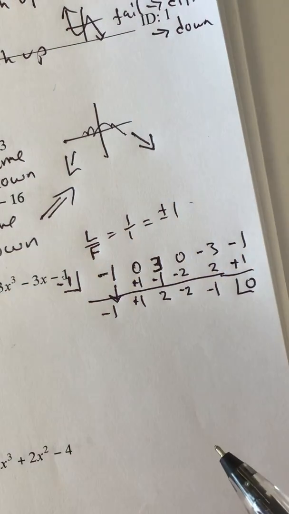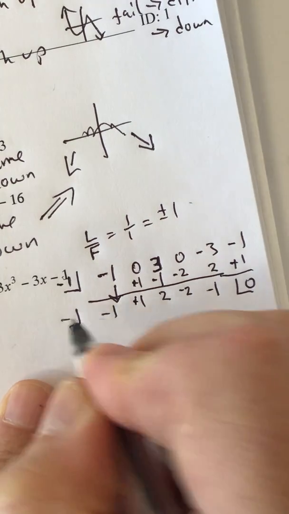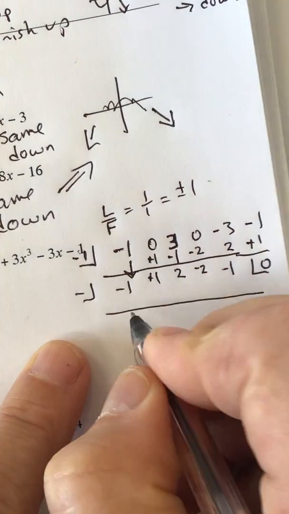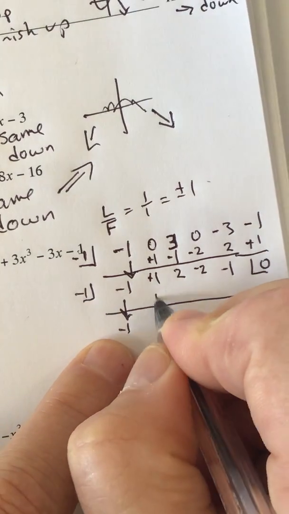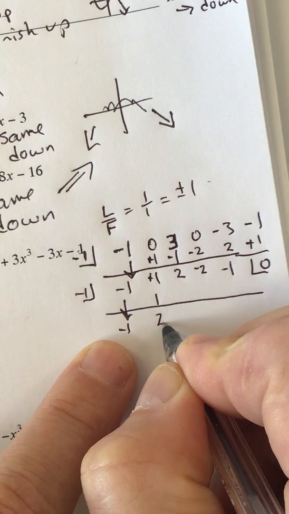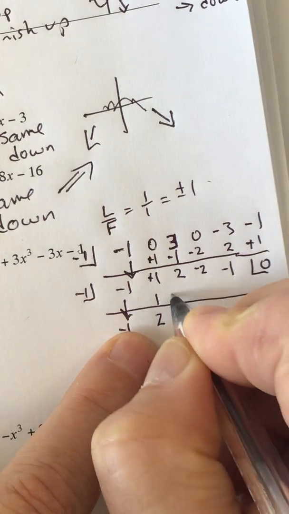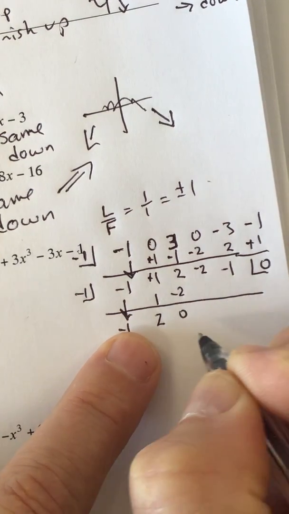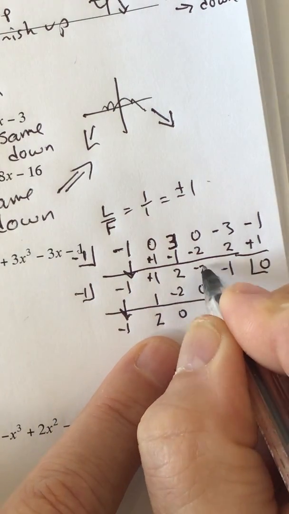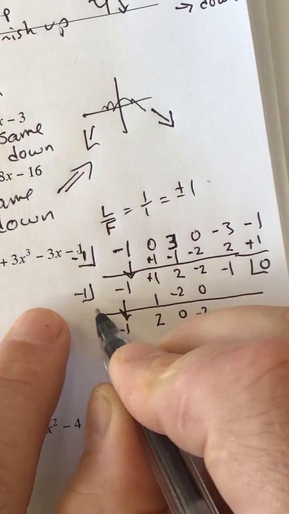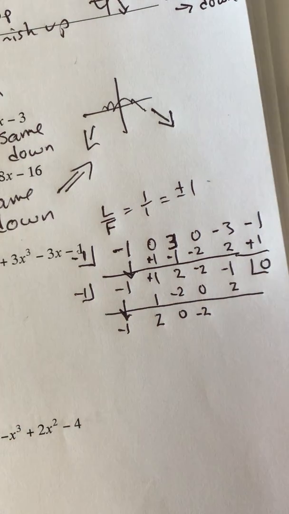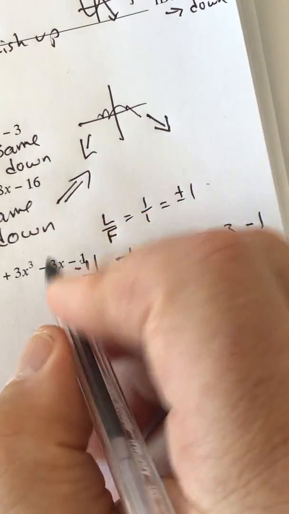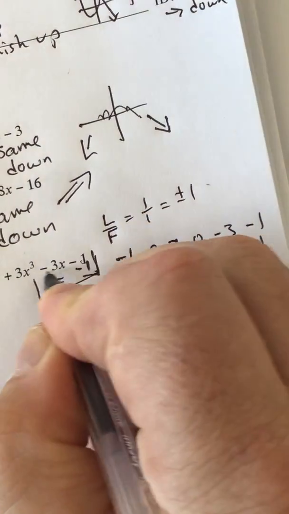Now there's 5 total, so I've got to find 3 of them, and I already know that positive 1 doesn't work. So I'm going to try negative 1 again. Okay, drop the negative 1. Negative 1 times negative 1 is 1. Add that is 2. Negative 1 times 2 is negative 2. Now that adds up to 0. Negative 1 times 0 is 0. Add that up to negative 2. Okay, negative 1 times negative 2 is positive 2. That one didn't work.